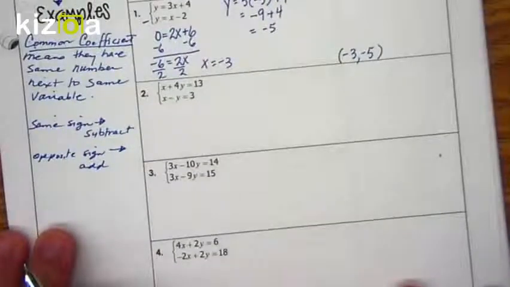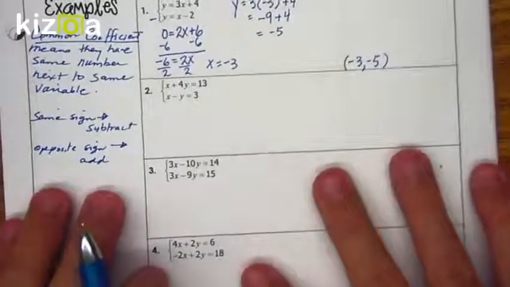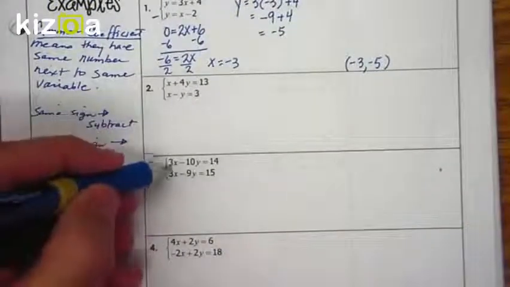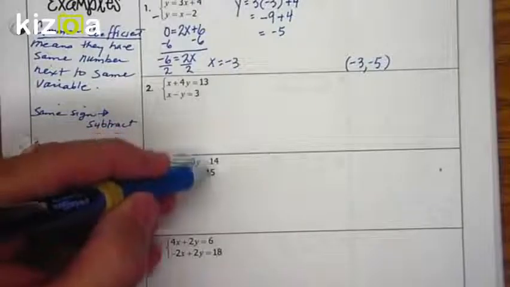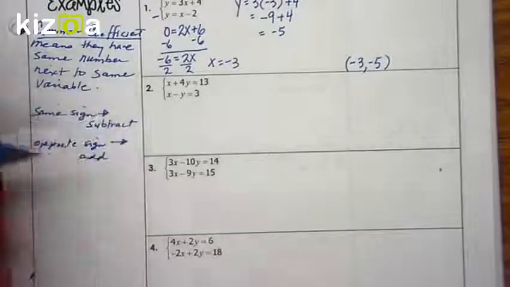Let's try one more. Look at number 3. Number 3 are two equations. You'll see that the x's are lined up, the y's are lined up, and the constants are lined up, as well as the equal signs.